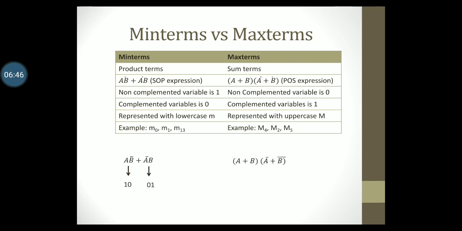If this is an example of a standard POS expression, the value of each Maxterm would be, the first term A plus B is 0 0, since A and B are both non-complemented and they are represented as 0. The second Maxterm is A bar plus B bar and is represented as 1 1, since A bar and B bar are both complemented and are hence represented as 1.